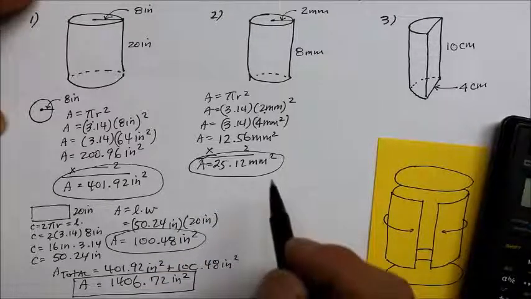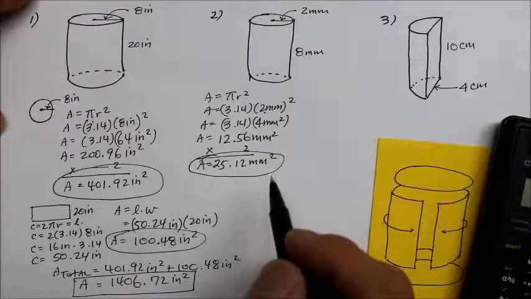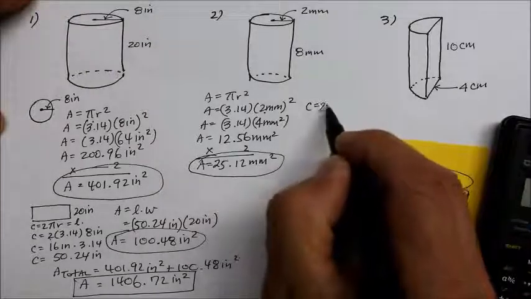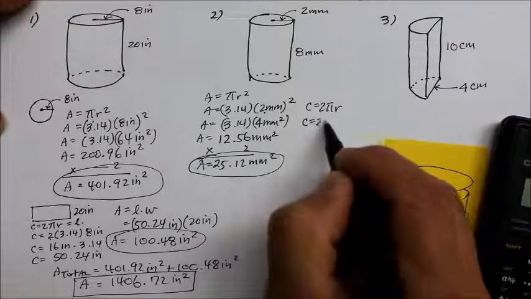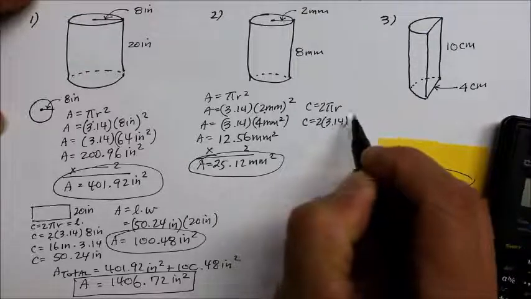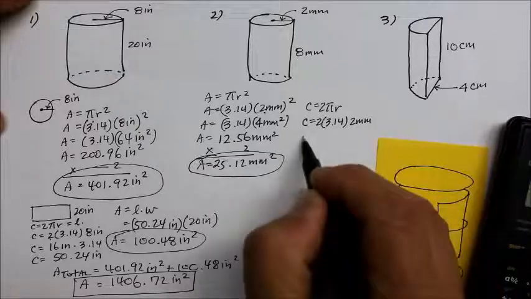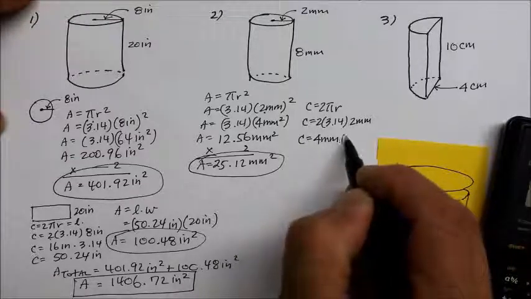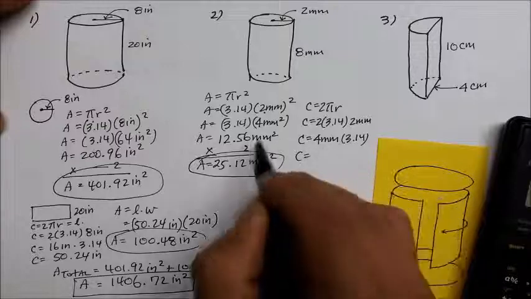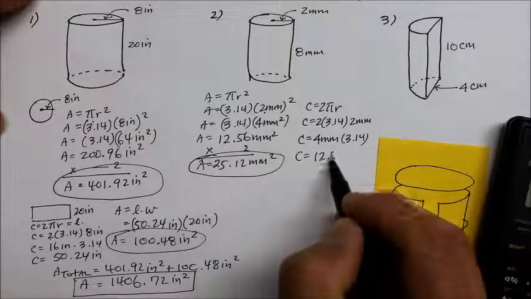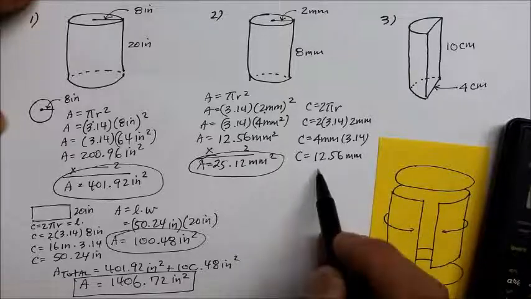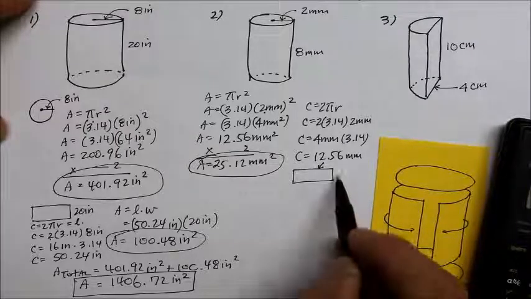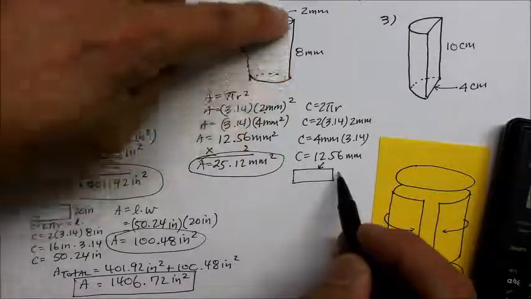Now, we have to find the circumference, which will help us determine the length. So the circumference is 2 pi r. So that's 2 times 3.14 times the radius, which was 2 millimeters. So it turns out to be 4 millimeters, because 2 times 2 millimeters, times 3.14. Once again, it's the same number as before: 12.56 millimeters. Now, that's the length of the rectangle. Okay? That's that guy right there. So what's the width? The width is the height of that cylinder, which is 8 millimeters.